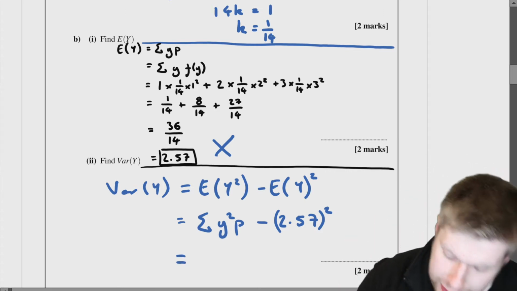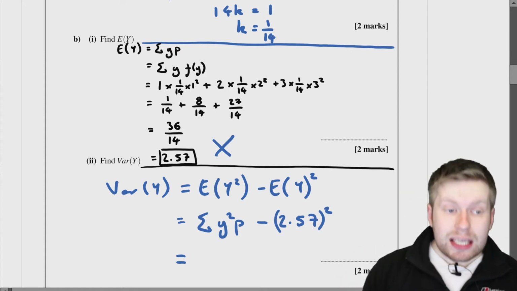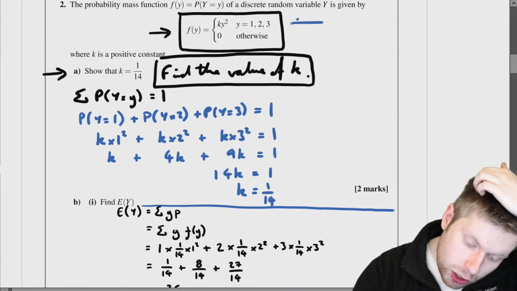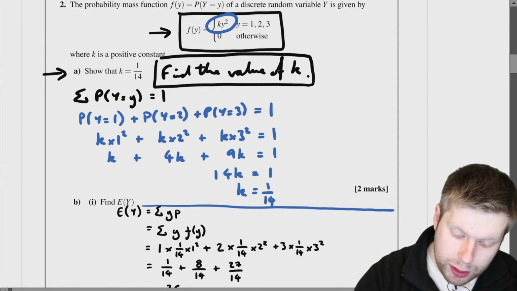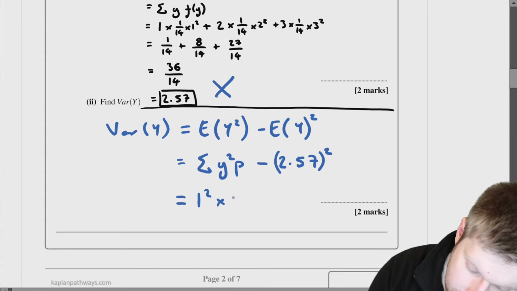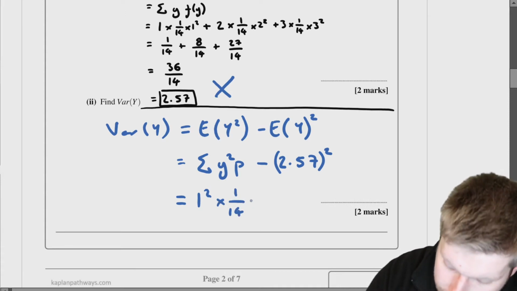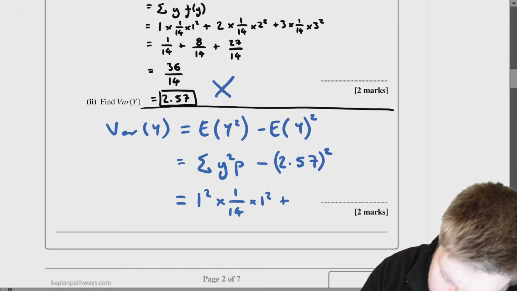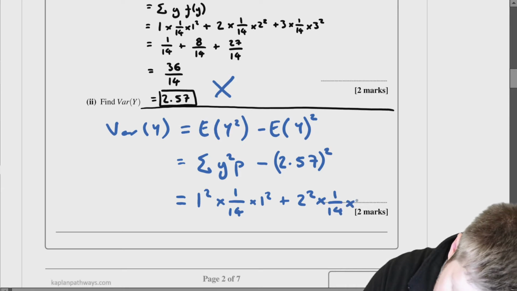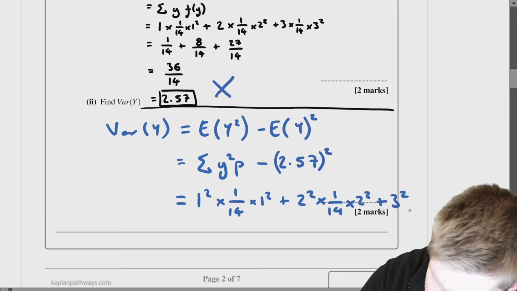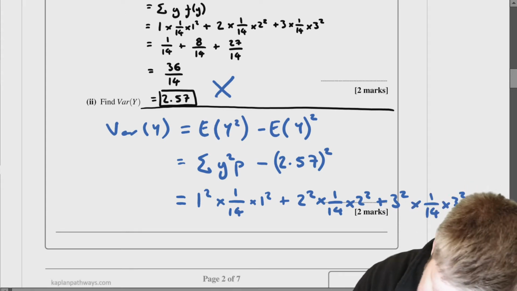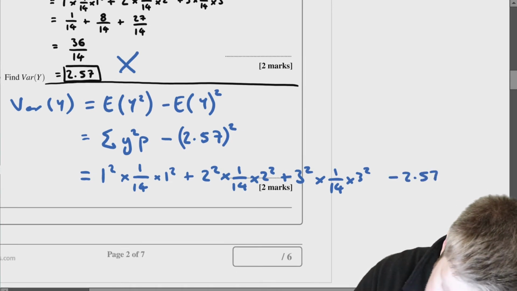So let's go through it. What is the sum of y squared times its associated probability? That's nice and easy. Remember the only outcomes for y are 1, 2 and 3, and I just times each by the associated probability by sticking in the relevant formula up here, knowing that k is equal to 1/14. So first, 1 squared times its associated probability, that's 1/14 times 1 squared. Then I add 2 squared times 1/14 times 2 squared. And finally my last outcome is 3, so 1/14 times 3 squared. And don't forget that I still need to take away my 2.57 all squared.